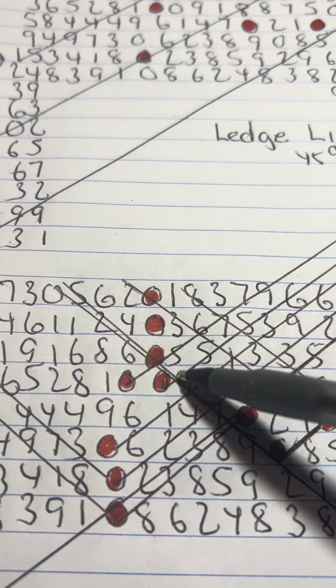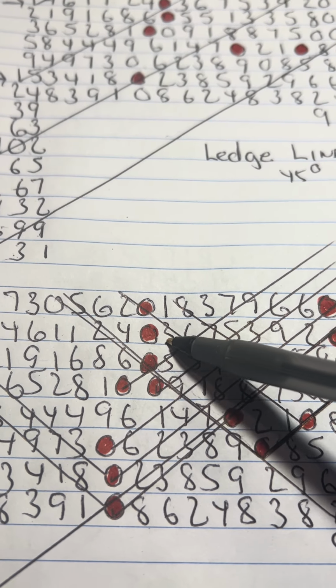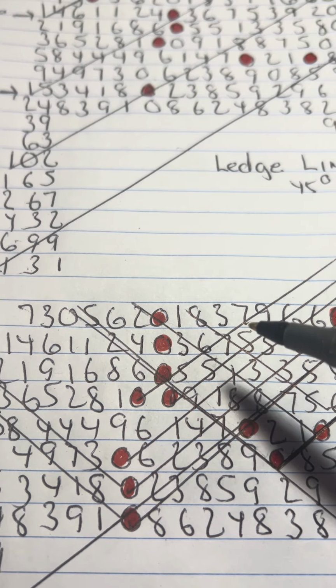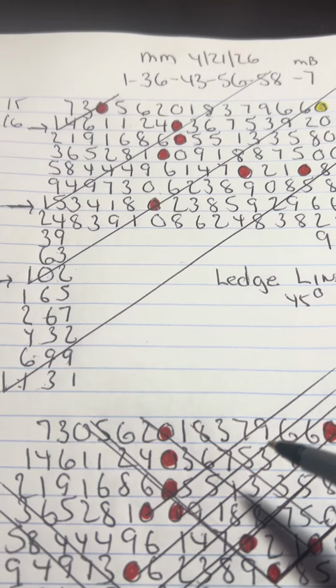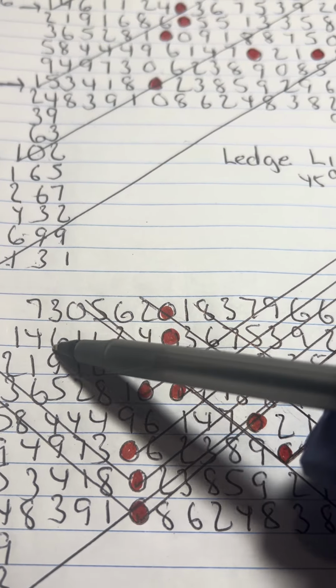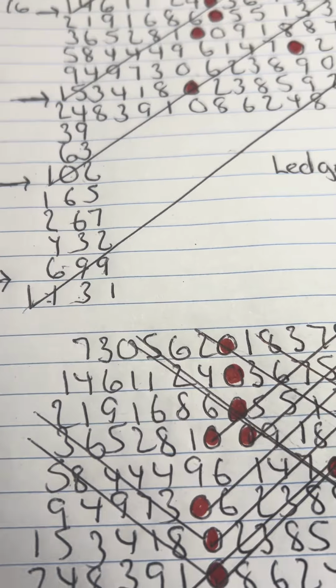Okay, so we have our 56 here, 36 and 43 are 1. Okay. And also the 56 over here, 36. That should have been red. I should have made that one red.